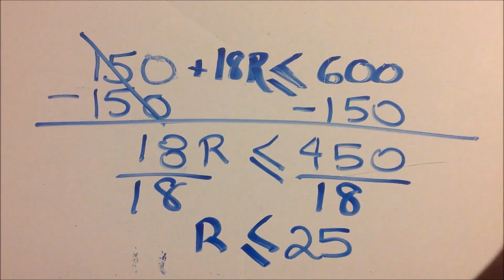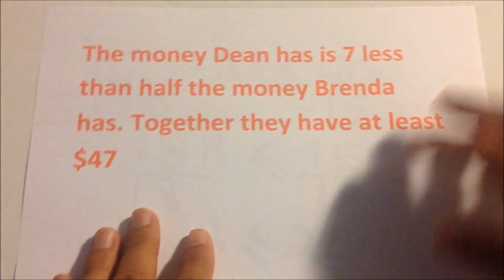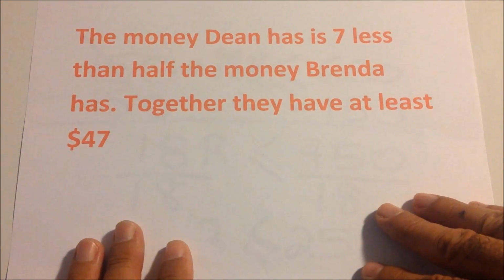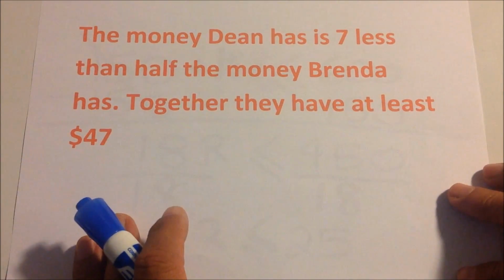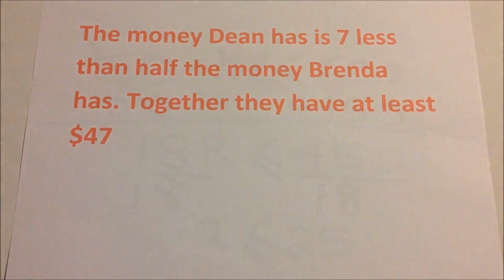Okay, let's do one more. The money Dean has is 7 less than half the money Brenda has. And together they have at least $47. So see if you can do this one. Pause the tape.